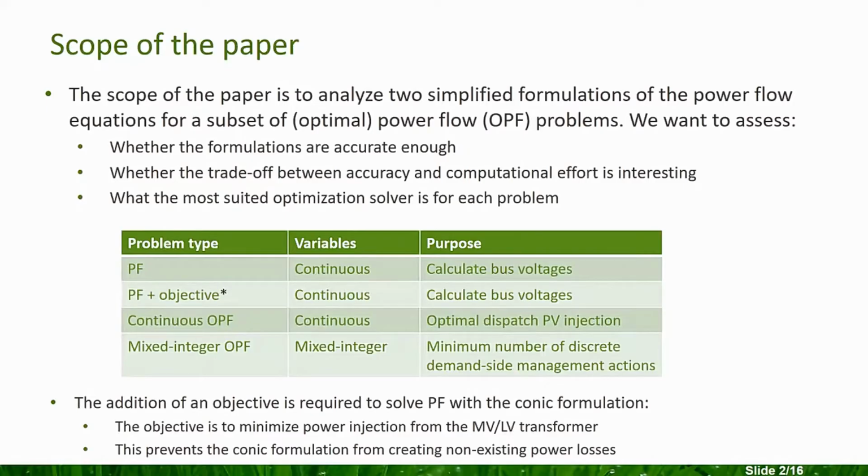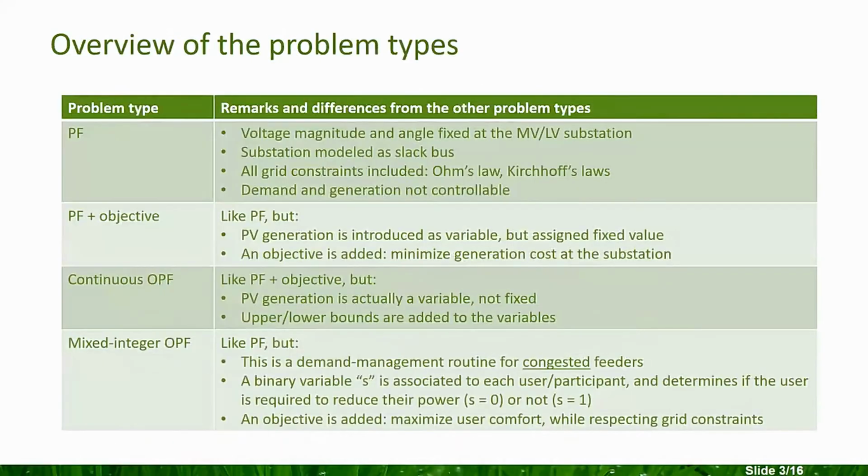The most common off-the-shelf academically available optimization solvers are tested for each problem to find the best match between a problem and a solver. The problem types are power flow with objective, continuous variable OPF, and mixed integer OPF. The addition of an objective to the power flow problem is a trick to allow to solve it with the second order cone formulation. The objective consists of minimizing the power injections from the transformer substation, and this prevents the conic formulations from creating non-existing power losses, which would then result in wrong calculations.